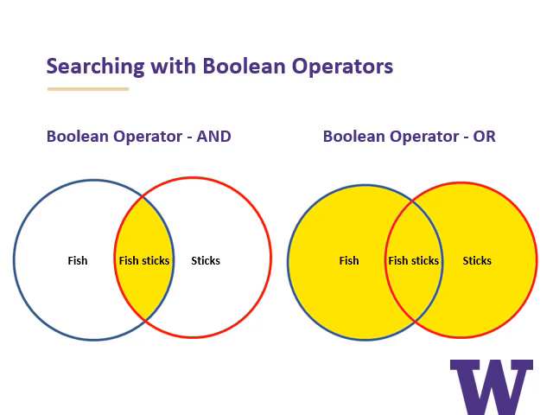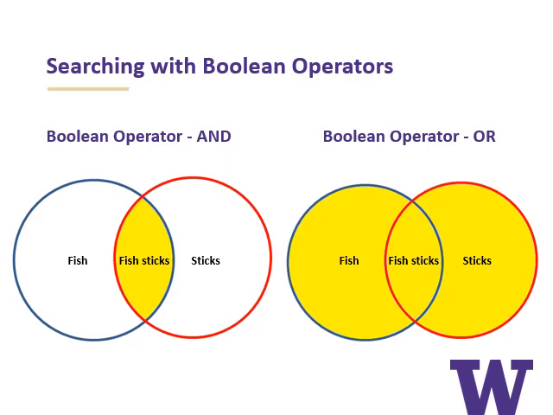Here is a simple way to visualize Boolean operators. The two most commonly used Boolean operators are the words AND and OR. In this example, our two keywords are fish and sticks. Using the Boolean operator AND will return results that only include both of these terms together. Using the Boolean operator OR will return results that include either fish or sticks alone, and will also return results where they appear together.